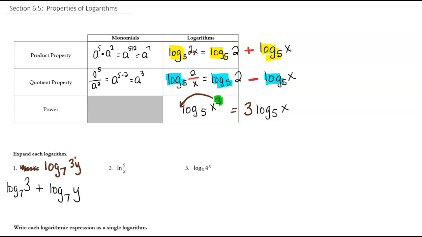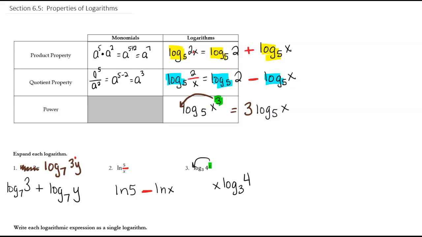And that's the answer. For number 2, ln is the natural log. It's a different type of log, but it follows the same rules. If you notice, we see a divide. So that means I'm going to have to subtract. And so it'll be the natural log of 5 minus the natural log of x. Okay, for this one, you should recognize that there's an exponent. And remember, exponents go to the front. So it'll be x log base 3 of 4.